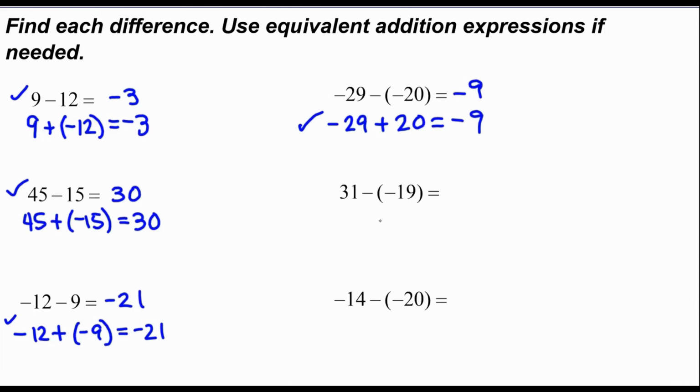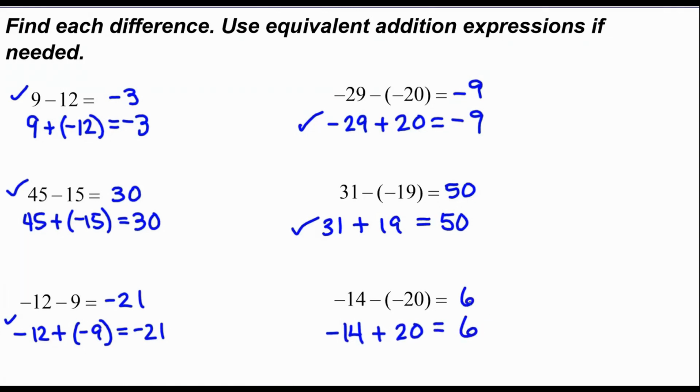Here, 31 minus negative 19, that's increasing in value again, so that'd be 31 plus 19. And hands down, this one is way easier to do as addition. That's 50, so I know the answer to this is also 50. Addition was much easier there. And lastly, negative 14 minus negative 20. As addition, this is going to be increasing in value, plus 20. And that's going to be a positive 6, so I know that one is also positive 6 as well. Again, the addition version was much easier there.